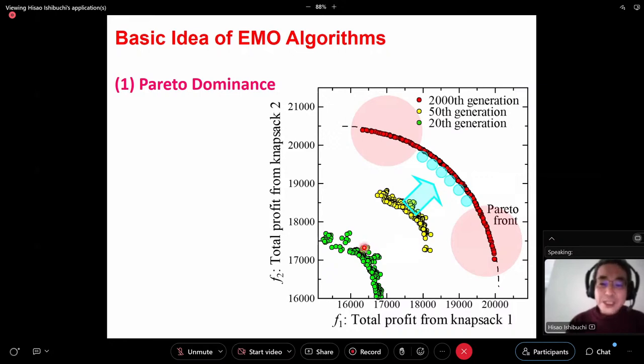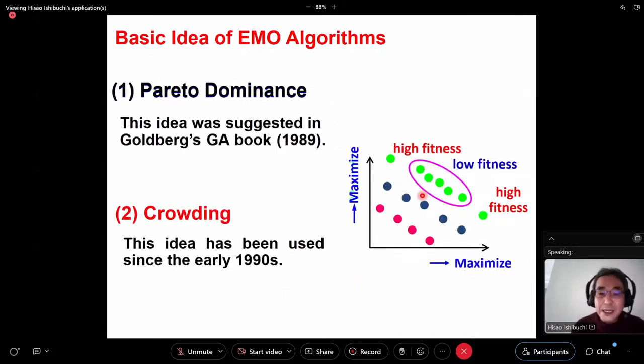However, simply using Pareto dominance, high fitness values are assigned to these non-dominated solutions. We can push the population towards this direction. However, the final solutions are only around the center of the Pareto front. It's almost impossible to find a wide variety of solutions, especially in this pink region. It is almost impossible to find solutions in these pink regions by simply pushing the population towards this direction. So we need some other mechanism.